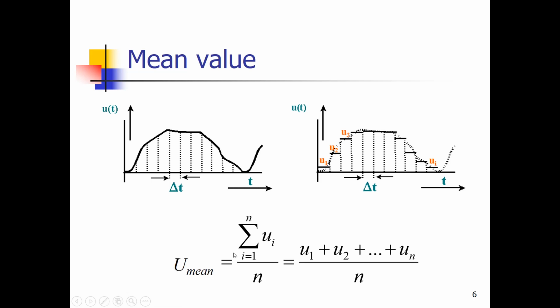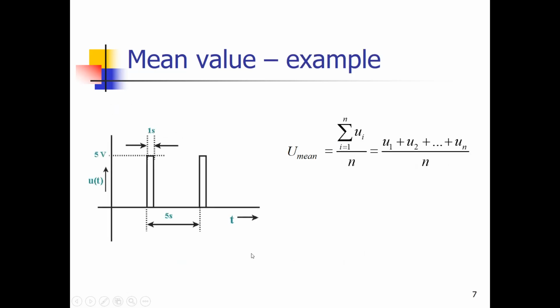Now we can define the mean value, which is the sum of all of these values during these pieces. So u1, u2, u3, up to un when we have n values, and then we divide that summation by the number of pieces we defined. So when we have 10 pieces, we have u1 plus u2 up to u number 10 divided by 10. And then we have the mean value.